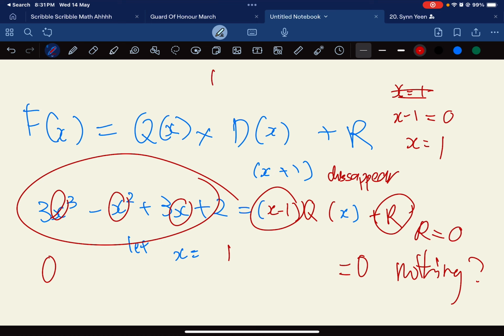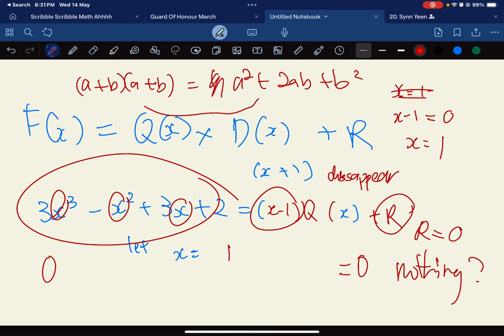A factor means you can completely factorize it. Like you remember, for a quadratic, a plus b, all squared, can be written as a squared plus 2ab plus b squared. Then I want special identities. This means you can factorize them without needing to add something or remove something first before you can actually factorize this.